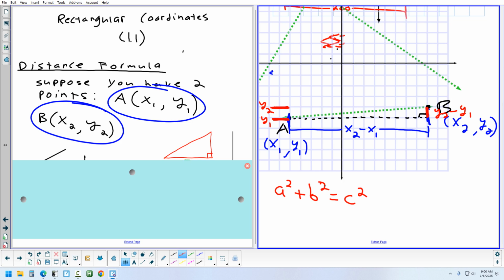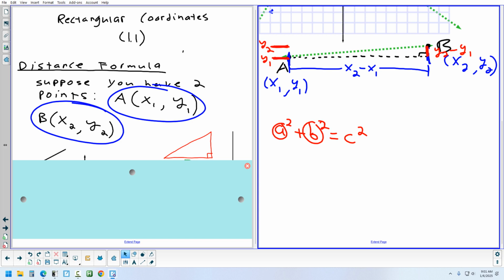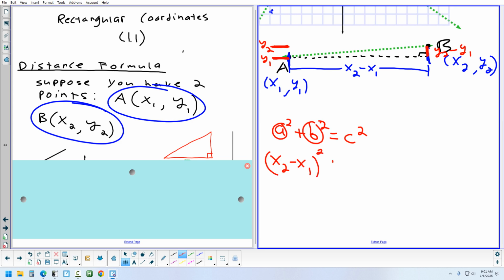What's B? Length of the other leg. And what's C? The hypotenuse. The length of the hypotenuse. Yep. So now just fill in for A and B, and you'll have the distance formula. Okay. So what's the length of the bottom leg? Well, in general, let's pretend you don't have a grid there and you can't see any coordinates. x2 minus x1. That's the length of the bottom, squared. What's the height? y2 minus y1.